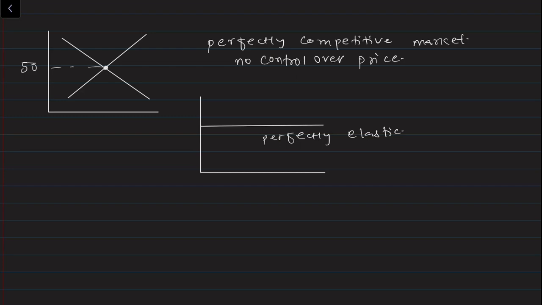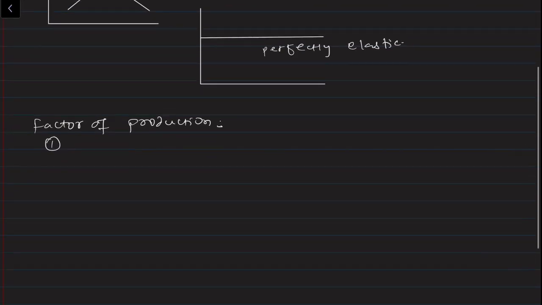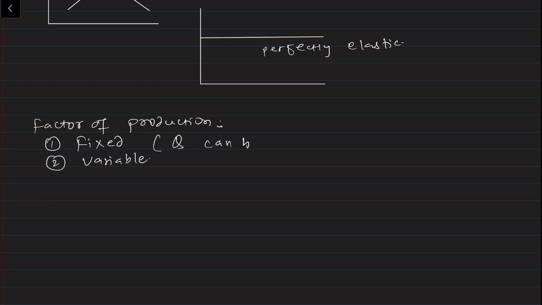Suppose there is a fortune cookies company. So there will be some factors of production for this company. Factors of production is an input used in the production of goods or services. Typically, there are two types of factors of production: one is fixed and the other is variable. A fixed factor of production is an input whose quantity cannot be altered in the time horizon considered. And a variable factor of production is an input whose quantity can be altered in the time horizon considered.